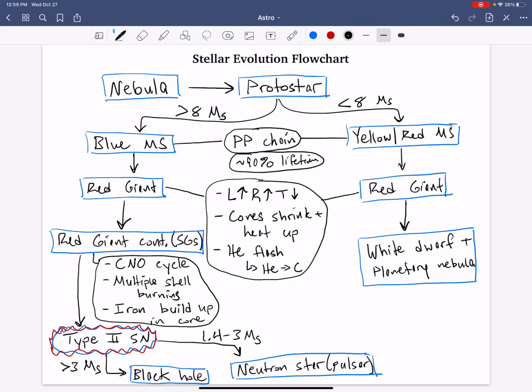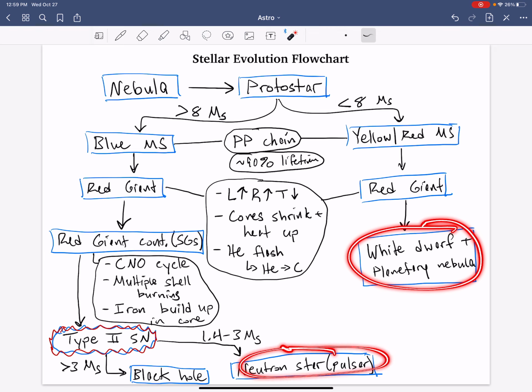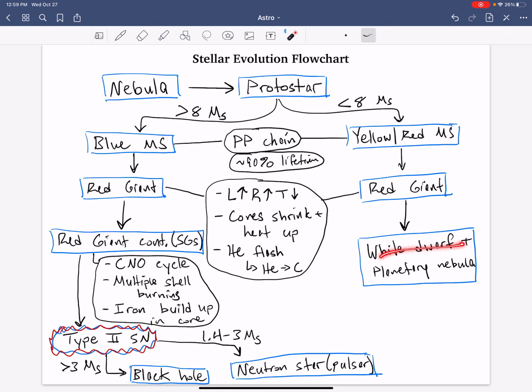All right, so these 3 end results, the white dwarf, the neutron star, and the black hole, are really the only 3 fates that a star will be, right? Low-mass stars will always become a white dwarf, and then high-mass stars will either become a neutron star or a black hole. Now remember, there is a way for white dwarfs to go supernova.